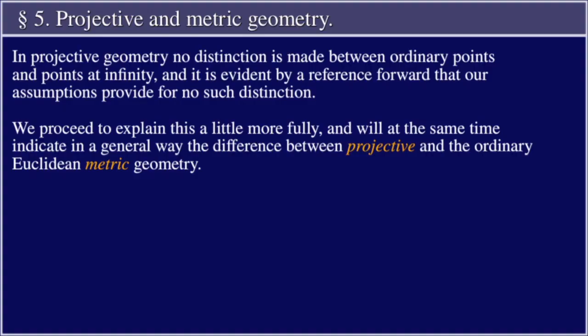In projective geometry, no distinction is made between ordinary points and points at infinity, and it is evident by a reference forward that our assumptions provide for no such distinction. We proceed to explain this a little more fully and will at the same time indicate in a general way the difference between projective and the ordinary Euclidean metric geometry.